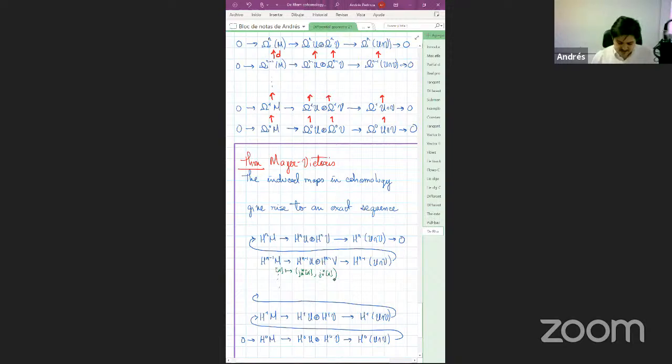The other map, again, it is the same one. Remember, it was restriction.